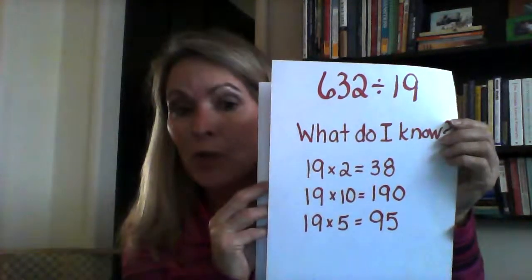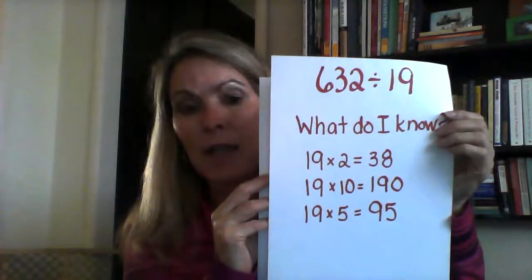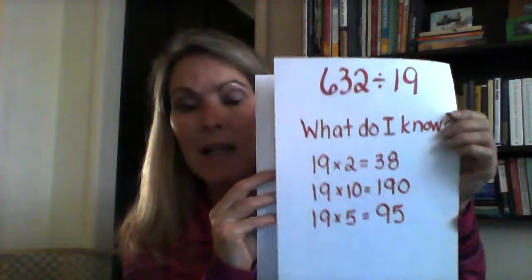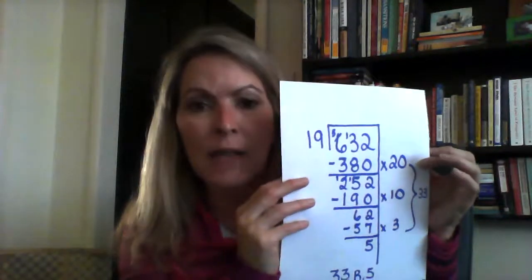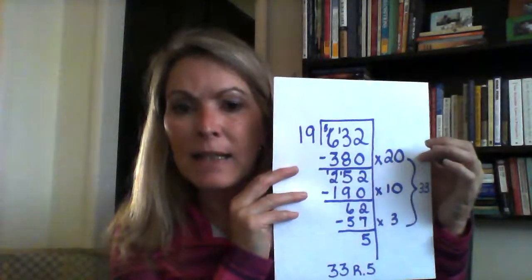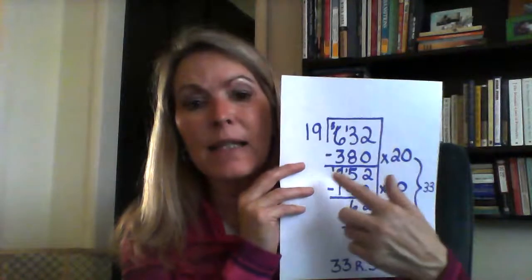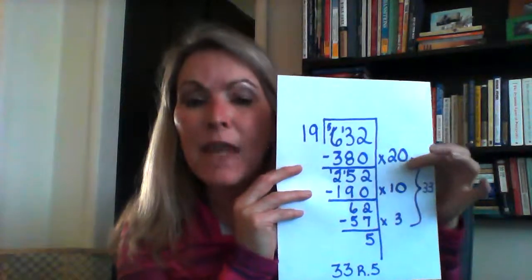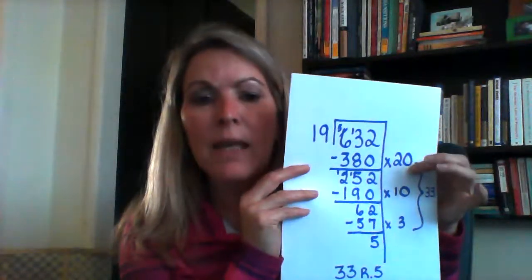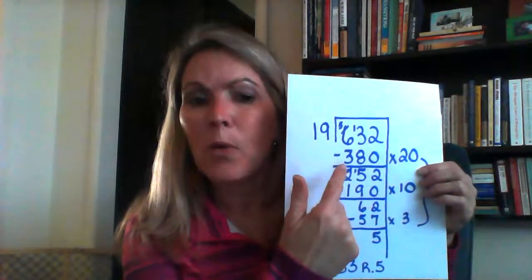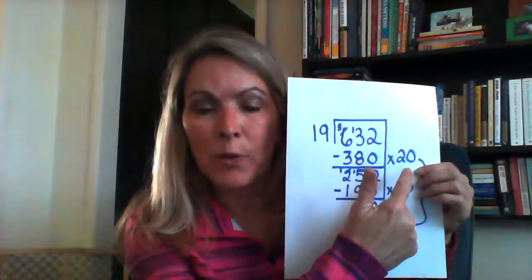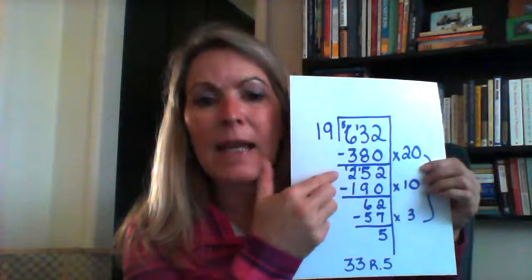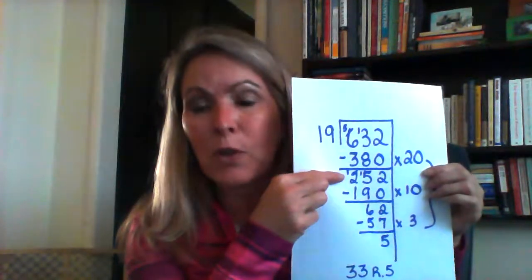19 times 2 is 38, 19 times 10 is 190, 19 times 5 is 95. Well, I know that 19 times 10 is 190. So knowing that 19 times 2 is 38, I know that 19 times 20 is 380. That's where I'm going to start, because I know that I can take away 380 by putting them into 20 groups. So I put them into 20 groups, subtract 380, and I have a leftover of 252.